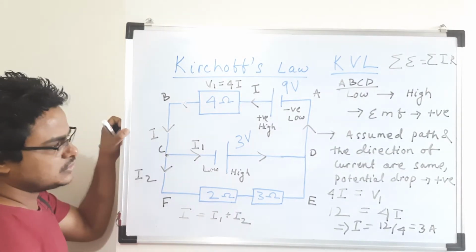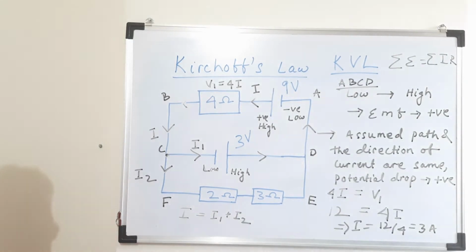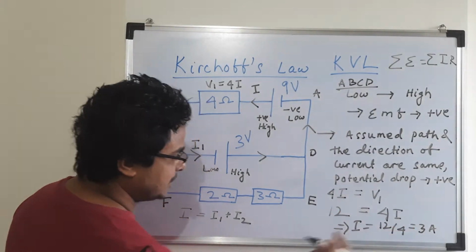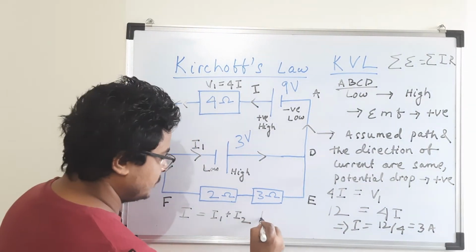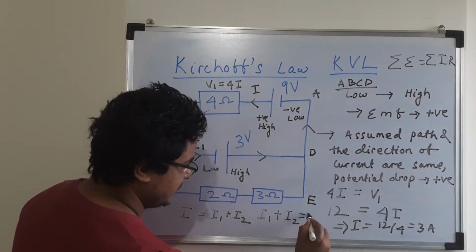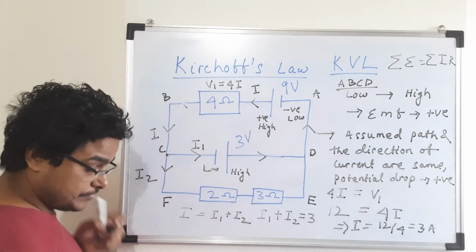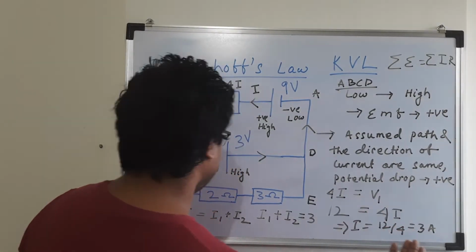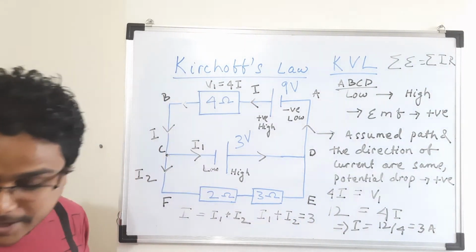Okay, so you need to write the equations and solve it, then you can find out the unknown. So I value is already determined, that is 3 ampere here. So we got I1 plus I2 is equal to 3, right? This is what we got. Now we have I value, so let us find out I1 and I2.